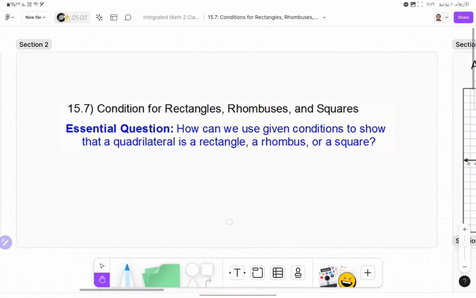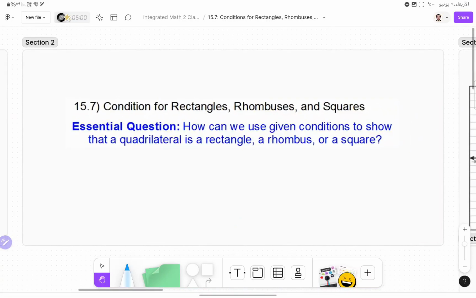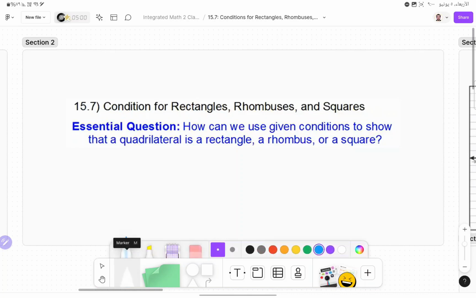Okay, first let's start with this essential question. As you can see here, the essential question is: how can we use given conditions to show that a quadrilateral is a rectangle or a rhombus or a square? Before we go through rhombus, rectangle and square, let me just remind you what each one means.